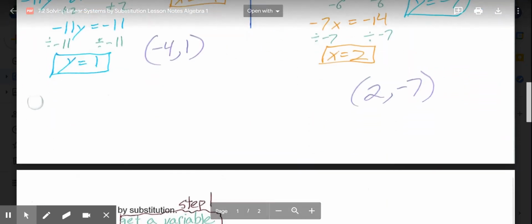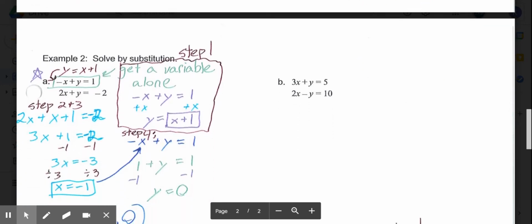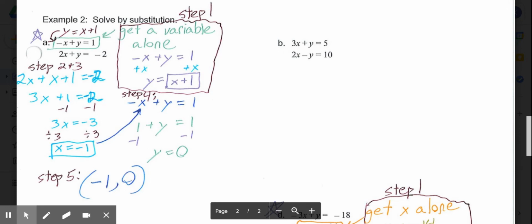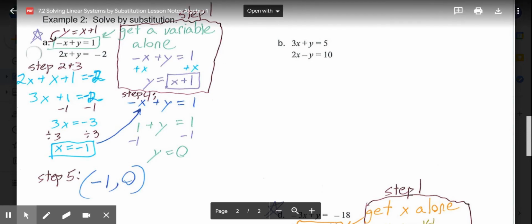So now on the back page, we're going to look at 3 examples. I know there's 6 there, but we're just going to go through 3 of what happens if step 1's not already done for us. So how do we know which equation to choose to solve for a variable? Well, the answer is it doesn't matter. What I do is I look at my 2 equations and just think which one would be the easiest to get a variable alone. So in this case, for part A, we have negative x plus y equals 1, or 2x plus y equals negative 2.